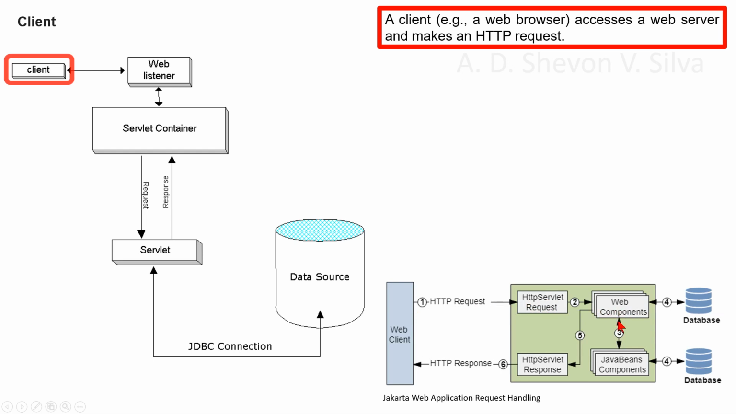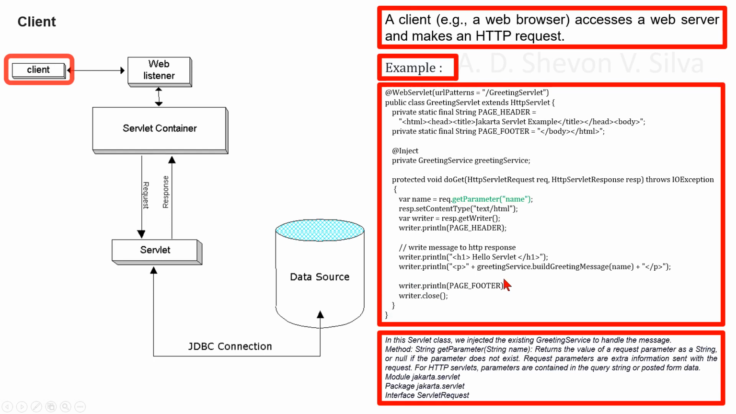Step 3, web components interact with Java Bean components, and step 4, web components interact with the database, and Java Beans components interact with the database, and web components are connected to the HTTP servlet response, step 5, and step 6, the HTTP response is passed from the HTTP servlet response to the web client. And here the web client is connected to the HTTP servlet request, and the HTTP servlet response is connected to the web client.